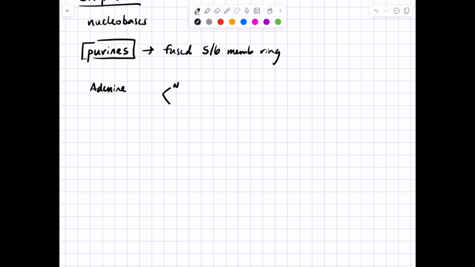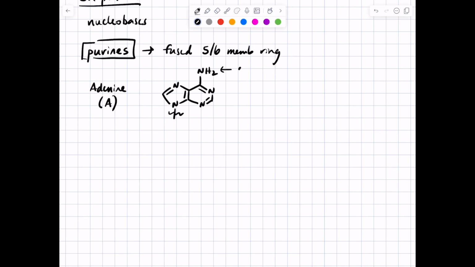Here's the 5-membered ring of adenine. This nitrogen is the one that's attached to the ribose ring. If it were just adenine, on the other side of the squiggly line would be a proton. If this is attached to the ribose ring, this would be one of the carbons of ribose. So there's the 5-membered ring, and then here is the 6-membered ring. This has the abbreviation A, and a couple of interesting features.